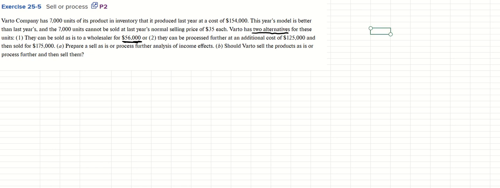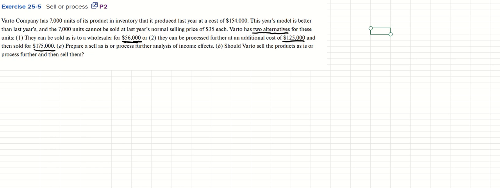Or it can process the product further, including an additional cost of $125,000. But the selling price will be $175,000. Okay, so they can either sell as is to the wholesaler for $56,000, or they can process it further with a revenue of $175,000, but an additional cost to produce that product would be $125,000. So letter A, it says to prepare a sell as is or process further analysis of income effects.